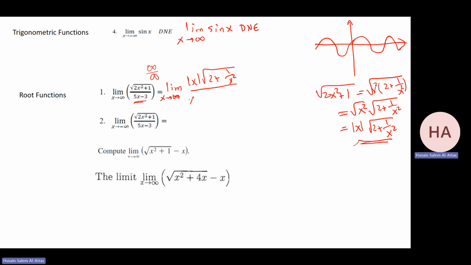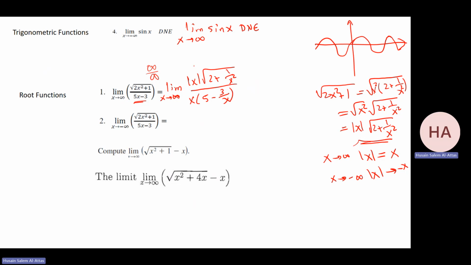Also, we'll do the same here. I take x as a common factor. I have 5 minus 3 over x. Now be careful. As x goes to infinity, absolute value of x will be what? x is for sure positive, so that will be x. As x goes to minus infinity, absolute value of x goes to where? To minus x, since x will be negative in this case.